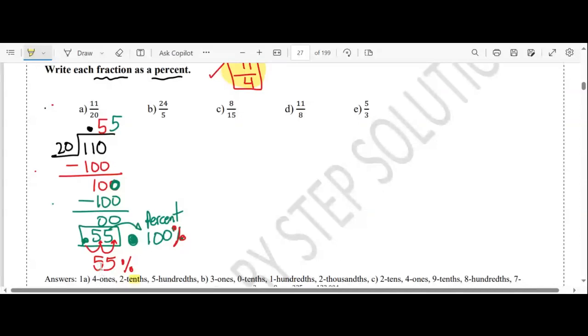Yalla, copy. And then solve the next one. Find the answer for the next one. Yalla. Class work. Do the same thing. Long division.